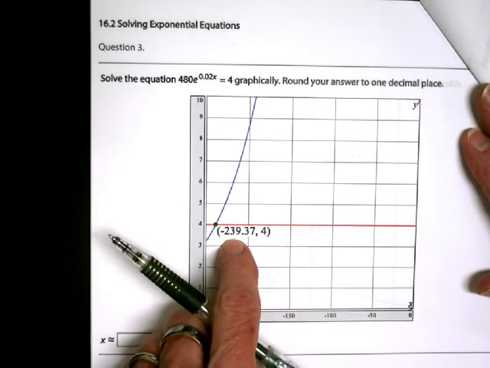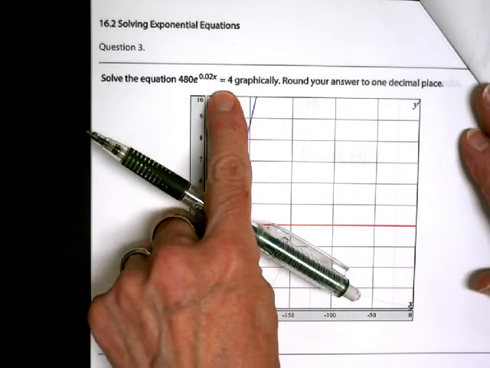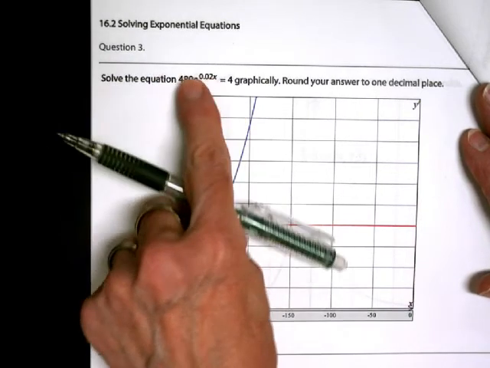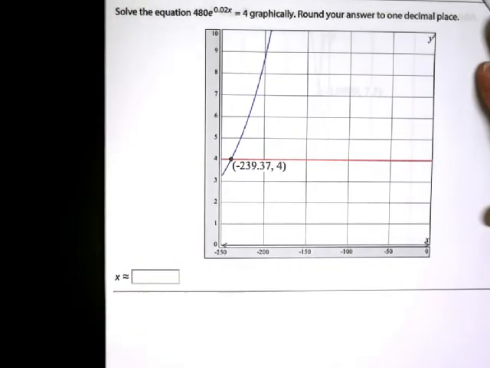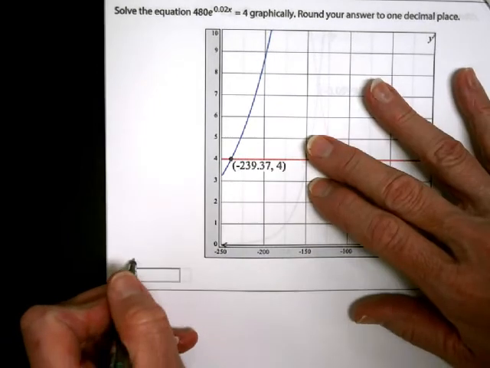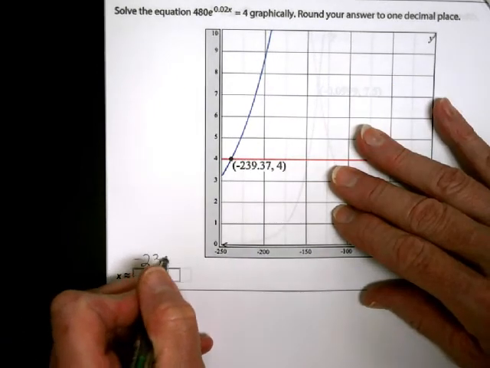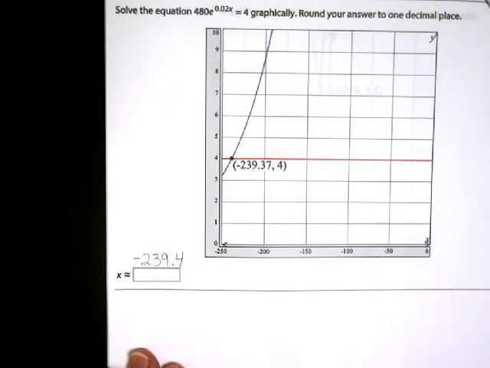Okay, number 3. Only one decimal place again. It's a very big exponent because I'm going from 480 to 4. So I have to multiply it by a very small value, which makes a large denominator on the fraction. So the answer is negative, one decimal place, negative 239.4 for me. You do you.